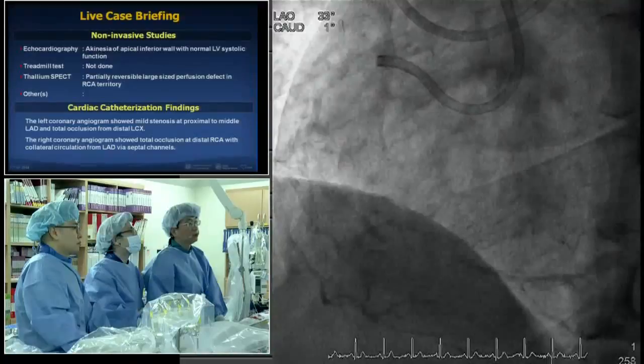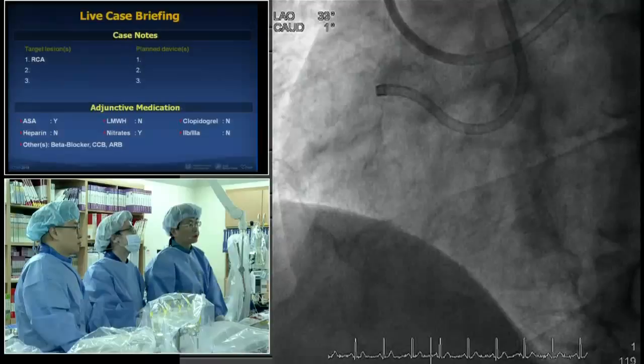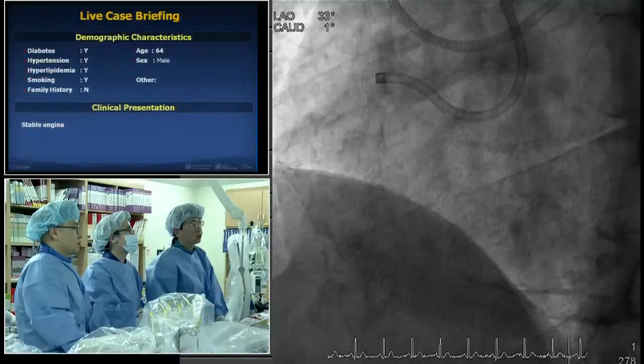You can see some narrowing in the proximal RCA, and total occlusion in the distal portion, and then good collateral from the LAD. Next. Next.